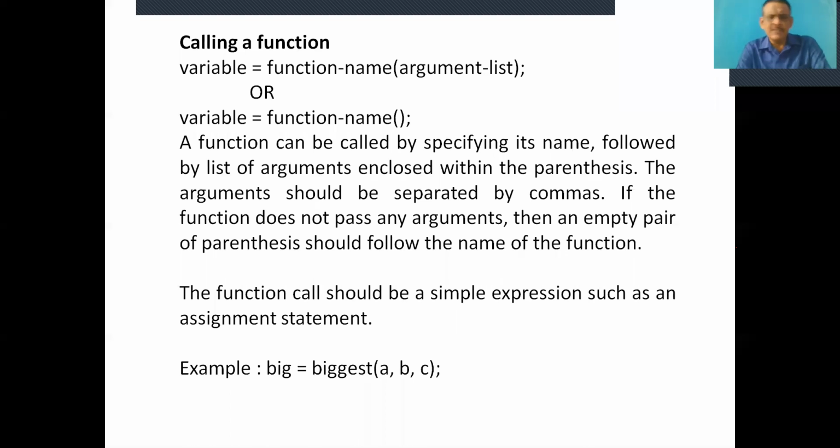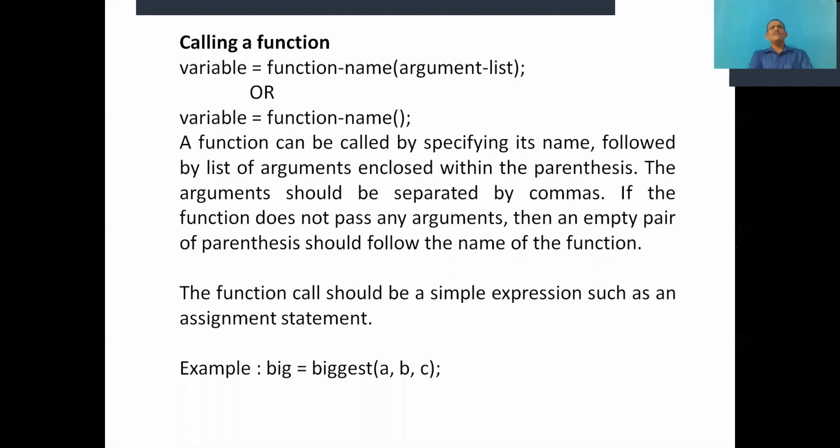Is it clear? These are the two methods you can use. In the first method, the function contains arguments, which means arguments are passed from the calling function to the called function. In that case, you use the first type of syntax, variable equal to function name and argument list. Sometimes the function will not contain any argument, and only the control is transferred from the calling function to the called function.